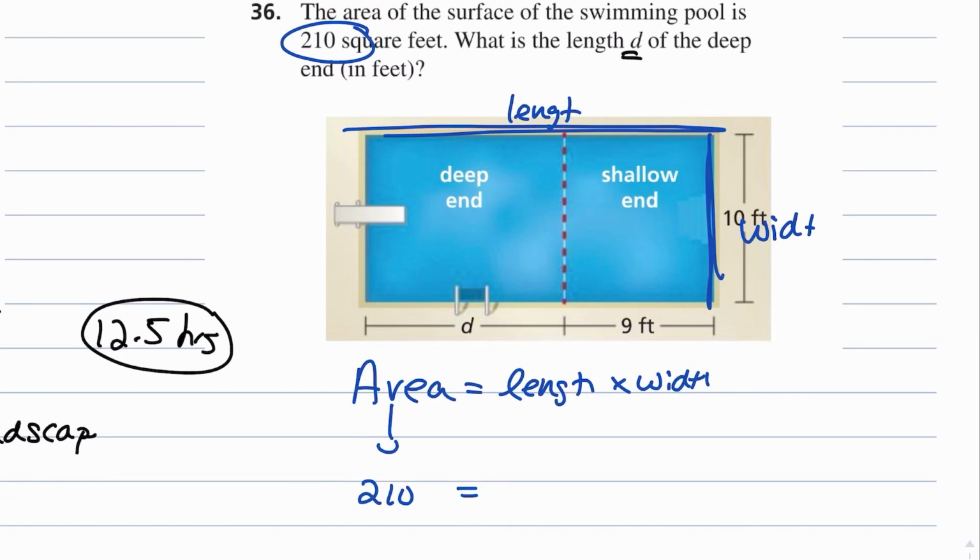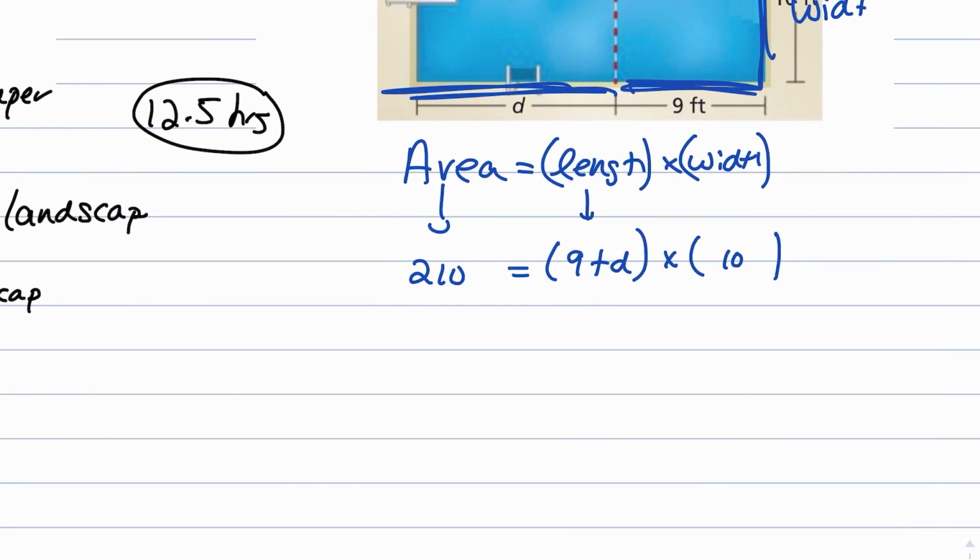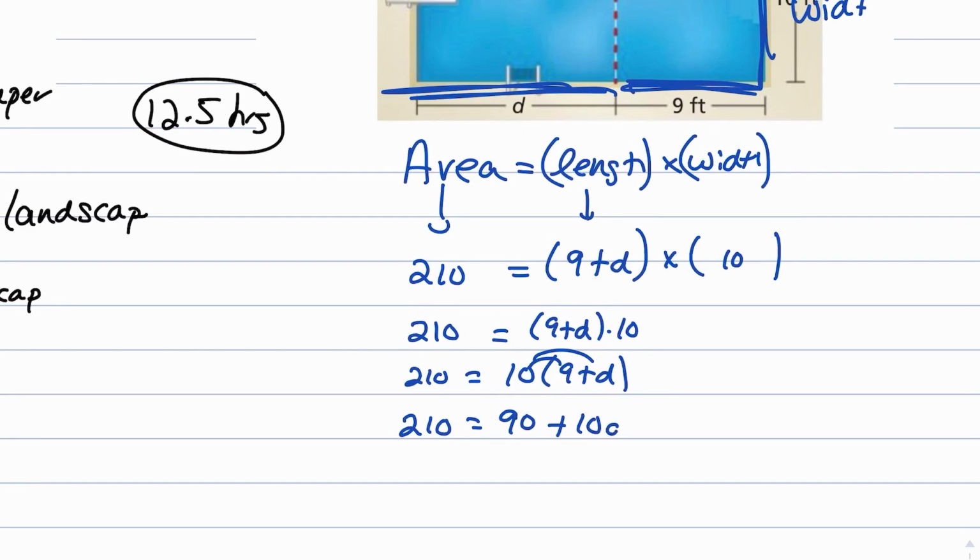Now the length of the swimming pool, I don't know what the length is. It's 9 feet long plus whatever that distance of d is. So the length is 9 feet plus that distance of d. I had to use parentheses there because both of those numbers together make the one length. And I'd multiply that by the width, and the width of this is just 10. Now we tend to write it a little bit differently when we use multiplication. So 9 plus d, if I just put times 10, it looks backwards. Some of us like to write it in front so we can use the distributive property. So 210, we distribute the 10, so 90 plus 10d.